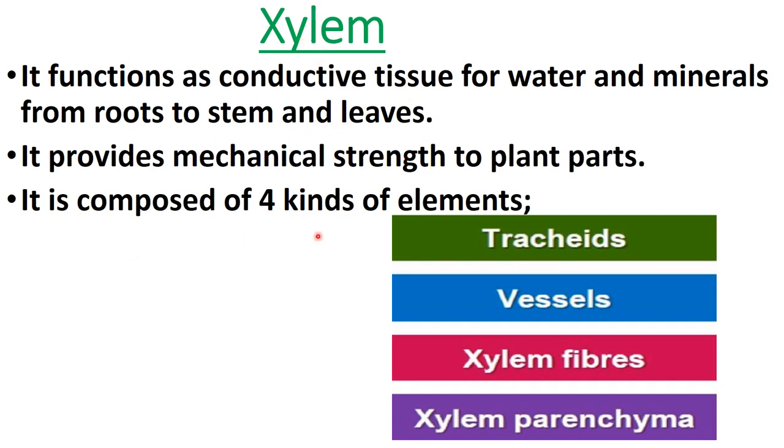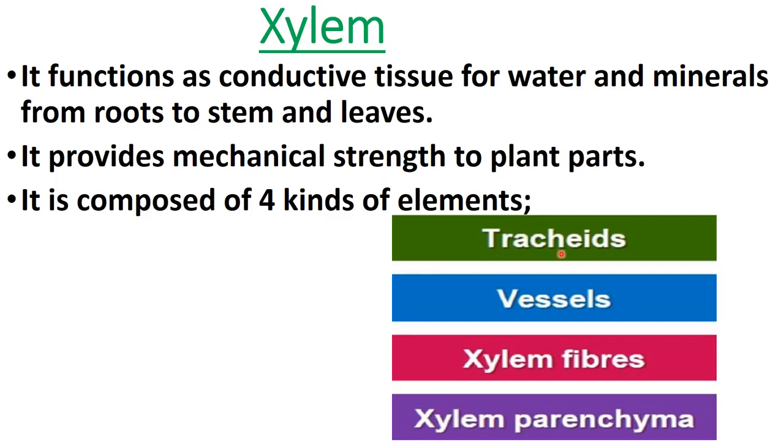Now, xylem is composed of four kinds of elements. As we know that complex permanent tissues are made up of more than one type of cells. Okay, so these four kinds of cells, or you can say elements, are found in xylem, and these are tracheids, vessels, xylem fibers, xylem parenchyma. So here you can see more than one type of cells are present, and together they are making a common tissue, that is xylem. That's why xylem is a complex type of permanent tissue. Okay, all these combinedly work to perform the function of conduction of water and mineral.